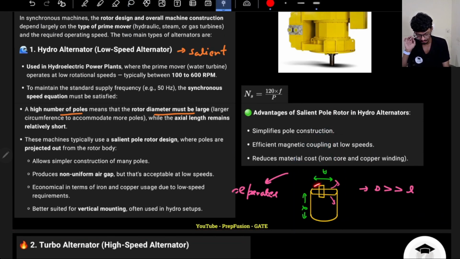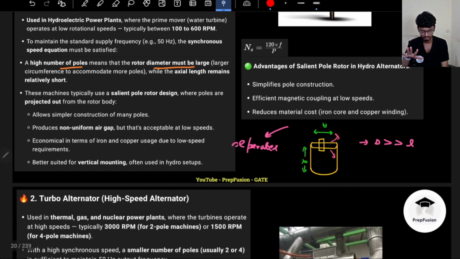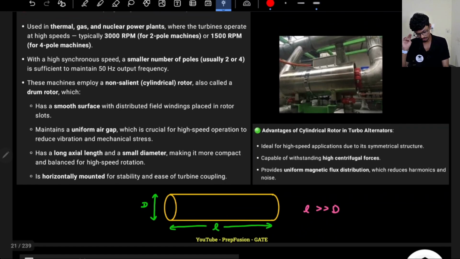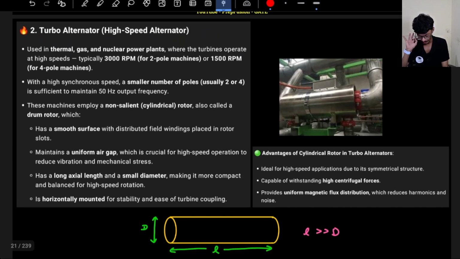So it is mounted like this, okay? It is vertically mounted. It is written over here as well, better suited for vertical mounting. So in hydroelectric stations, you will observe that it is vertically mounted, right? Because of mechanical stability, okay? And the turbo alternator is mounted horizontally, also due to mechanical stability, okay? So I hope you have understood this difference between the turbo alternator and the hydro alternator.